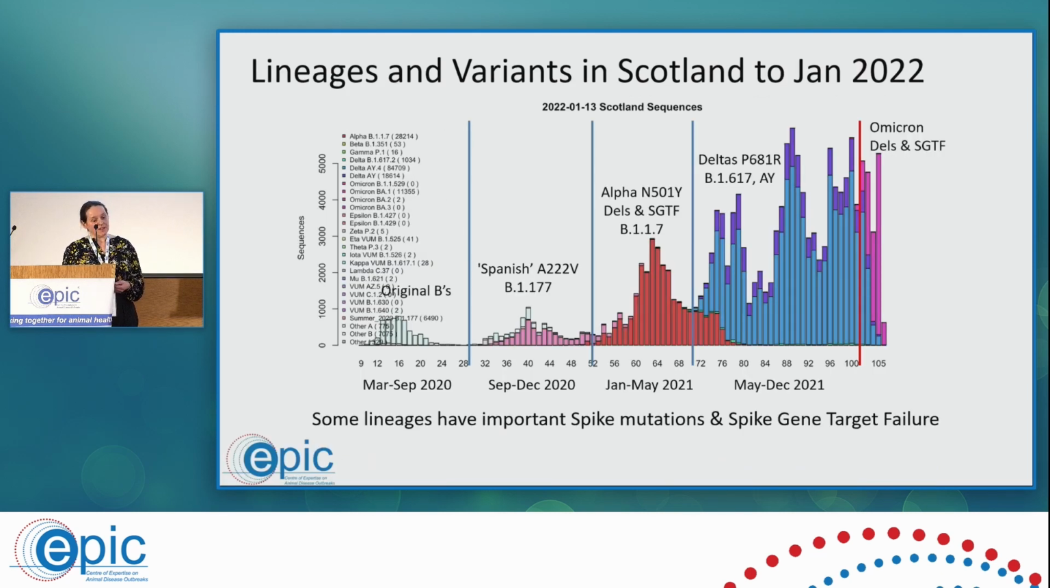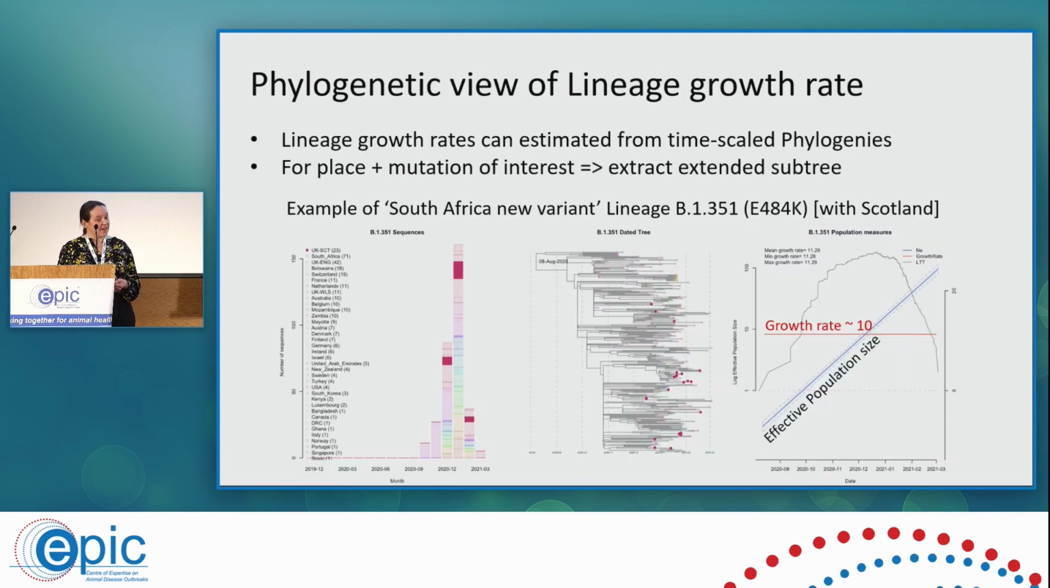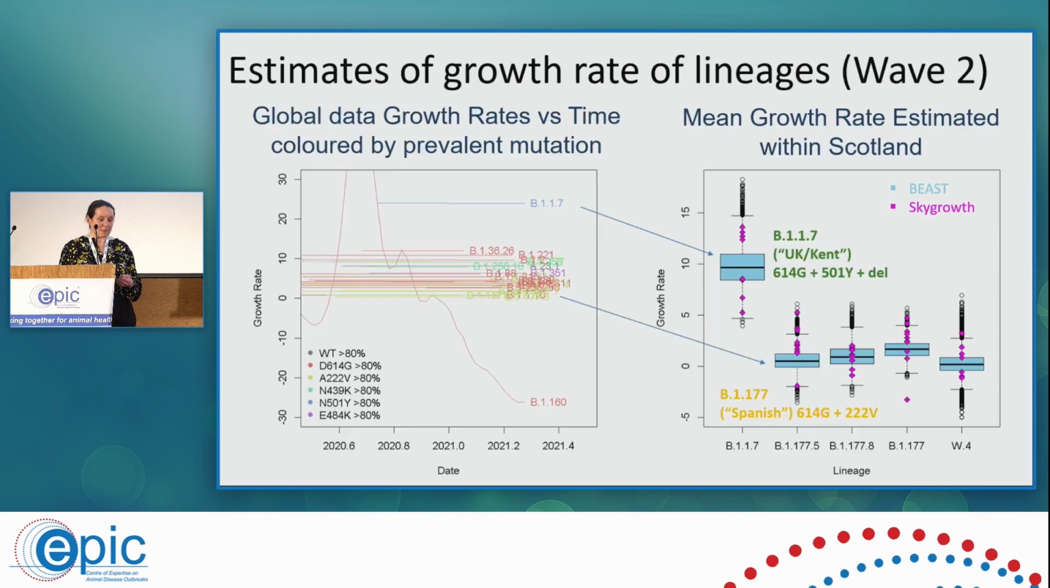Moving on, in Scotland, we have many lineages and variants. In fact, they've approximately come in these kind of waves. So the pale blue ones are the ones you were seeing in the previous slide, and then you have the B.1.177, which is September to December 2020, and then you have the Alpha, then you have the Delta, then you have the Omicron. You can use these and estimate the imports into Scotland again with these waves. Here the pink colour is England and the green is Europe. You can calculate the growth rates.